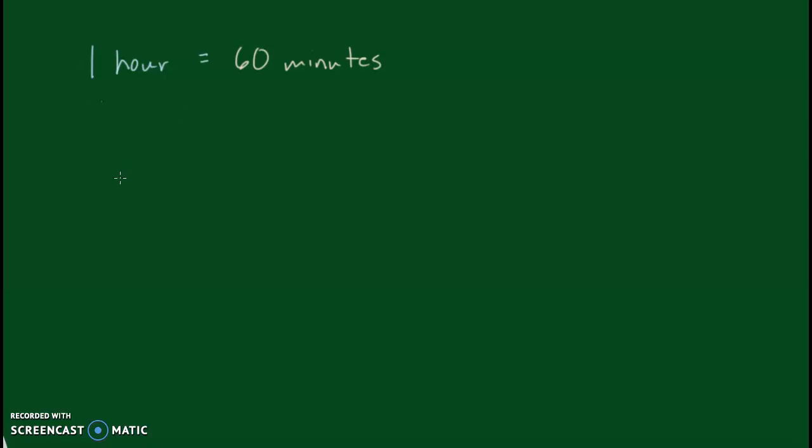So if 1 hour is 60 minutes, 2 hours, and I'm going to abbreviate it this time, 2 hours equals how many minutes? To figure that out, we're starting with hours and we're converting it to minutes. So we're going to come up here to our 2 units of measure, and here's our starting point, here's our ending point. And if you notice, the number gets bigger.